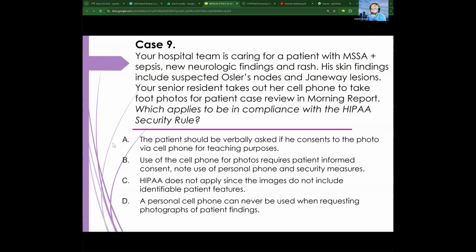So the patient should be verbally asked if they consent to the photo via cell phone for teaching purposes. Is it use of the cell phone for photos requires the patient informed consent, noting specifically the use of a personal phone and the security measures you are using to keep that photo secure and safe. Is it HIPAA does not apply since the images do not include identifiable patient information. So you're just taking a picture of the foot. Or a personal cell phone can never be used when requesting photographs of patient findings.